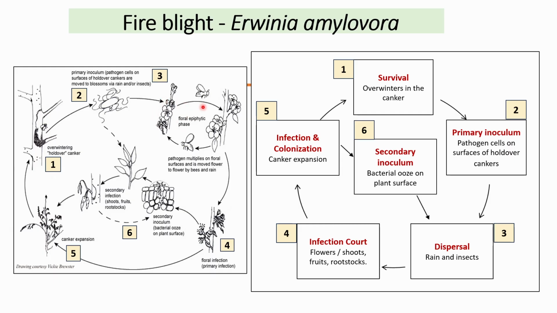These bacteria invade flowers through nectaries, and then the bacteria spread intercellularly in the tissue where the canker will be developed. So that's the infection and colonization, right? The bacteria move intercellularly in the tissue, and then canker will develop. The secondary inoculum are bacteria ooze on the plant surface. For example, here, number 6, bacteria ooze on plant surface.